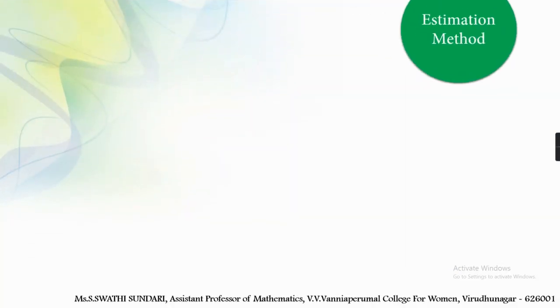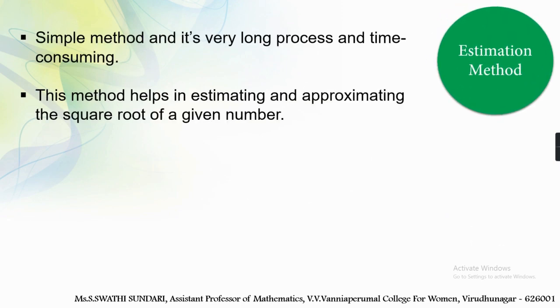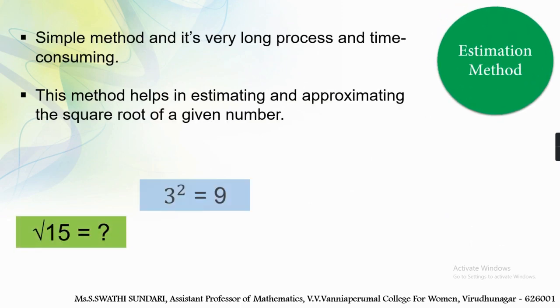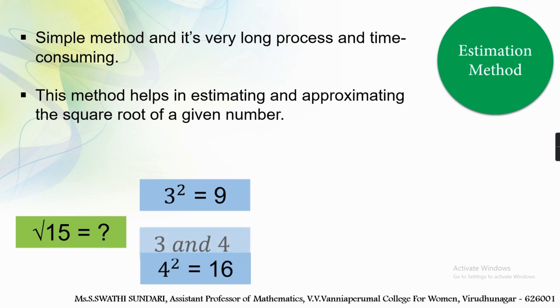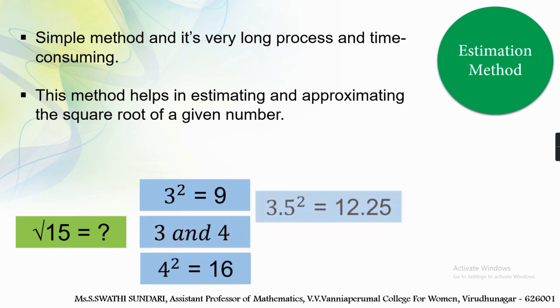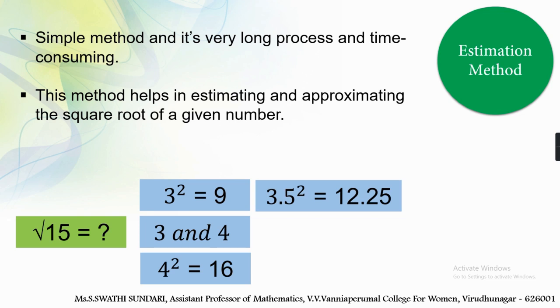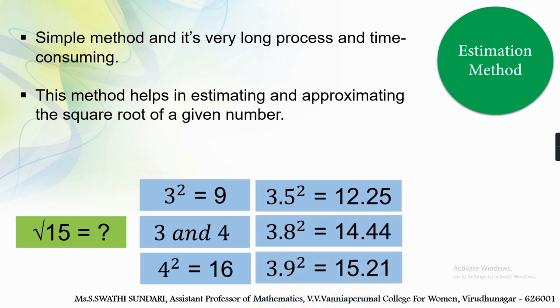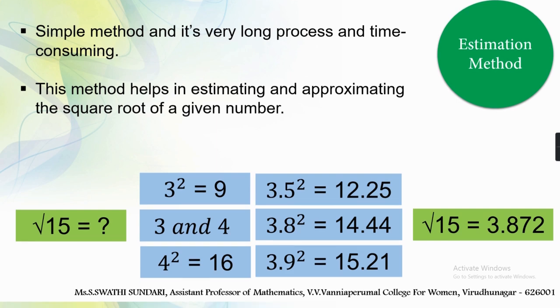And next, we are going to recall the estimation method. Let us find the square root of 15. The nearest perfect squares to 15 are 3 squared, that is 9, and 4 squared, that is 16. So, the square root lies between 3 and 4. But 3.5 squared is 12.25, and clearly the square root of 15 lies between 3.5 and 4. Now 3.8 squared is 14.44, and 3.9 squared is 15.21. Continuing these estimations, we get the square root of 15 as approximately 3.872.